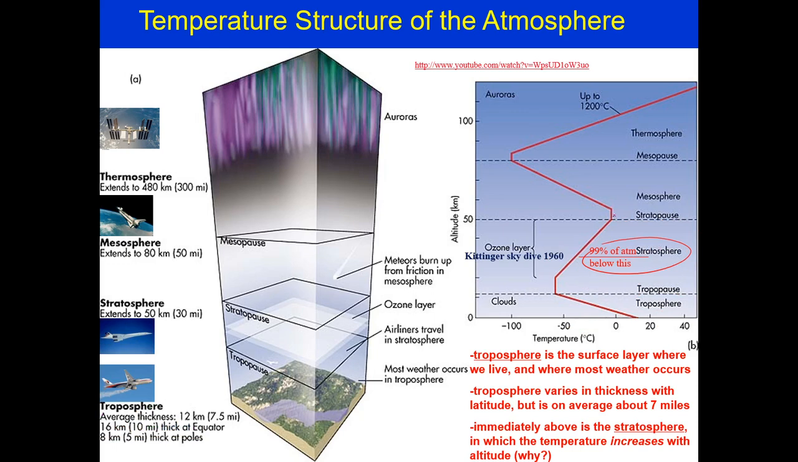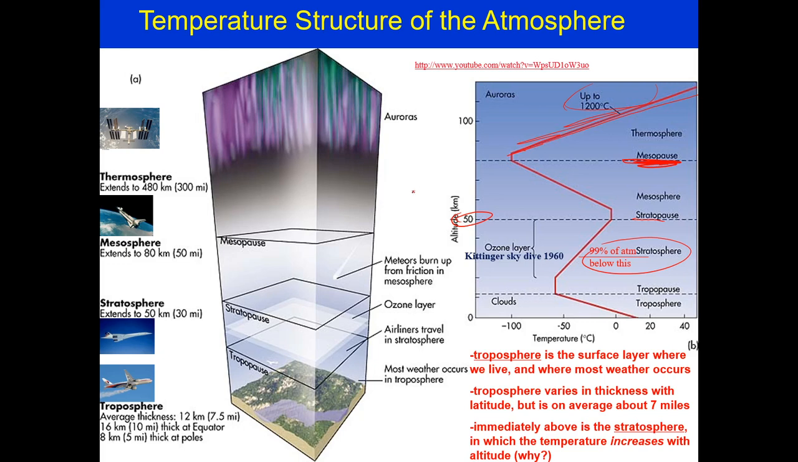So again, once you get past the stratopause, 50 kilometers up, you go into the mesosphere, and between the mesosphere and the thermosphere is the mesopause, and in the thermosphere, things get very hot. Now, you might be kind of surprised at the temperatures they list here.